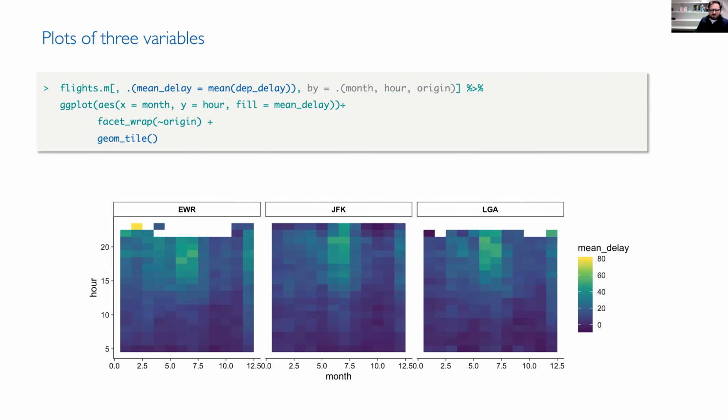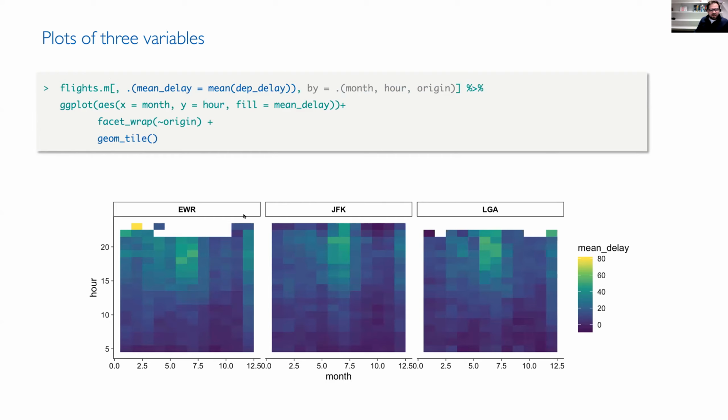So we can do all kinds of other fancy things. If you have more than two variables, for example, when we calculate the average delay as a function of the month, the hour, and the origin airport, then we have even more variables that we want to visualize. We can do that, for example, with something called a heat map.